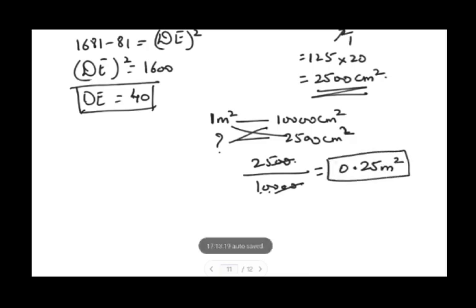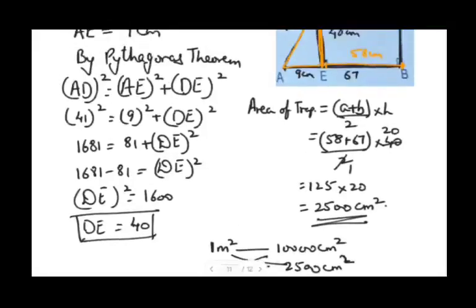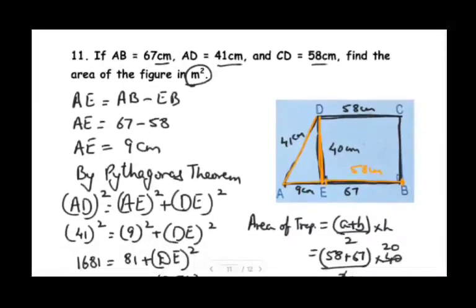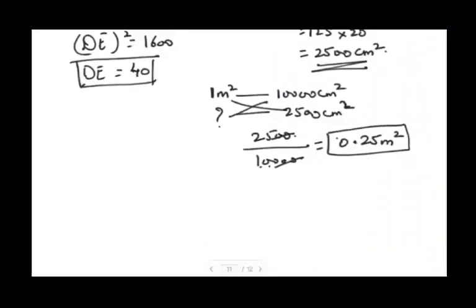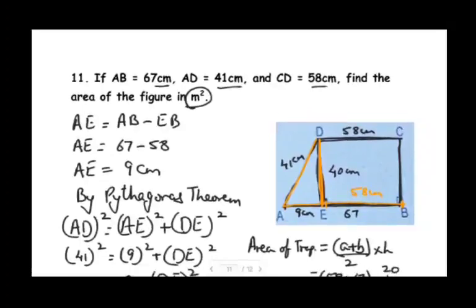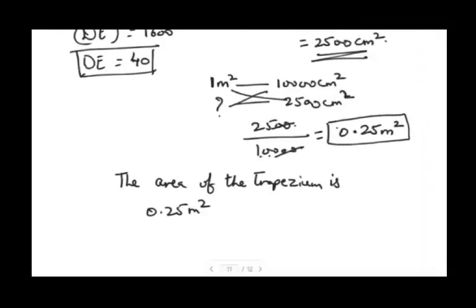That's your answer. Okay. Word problem. So the statement is mandatory. Find the area of the figure in meter square. The area of the trapezium is 0.25 meters square. Correct, children?